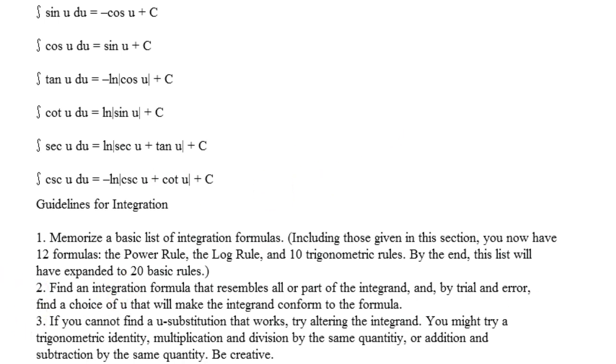Find an integration formula that resembles all or part of the integrand, and by trial and error, find a choice of u that will make the integrand conform to the formula. In other words, your u substitution, try your best. If you cannot find a u substitution that works, try altering the integrand. You might try a trig identity, multiplication or division by the same quantity, or addition and subtraction by the same quantity. Just get creative with it.